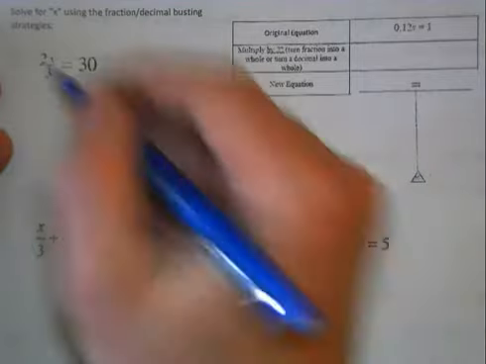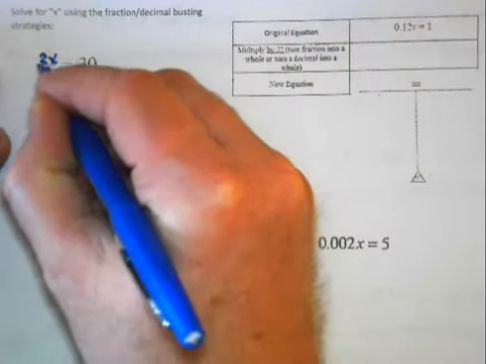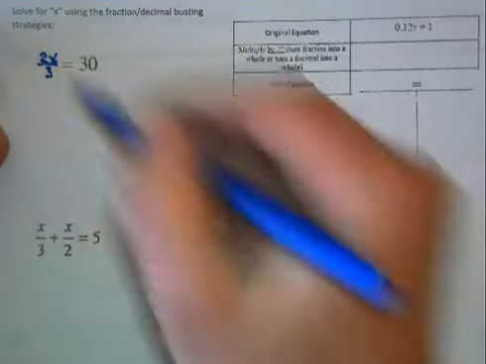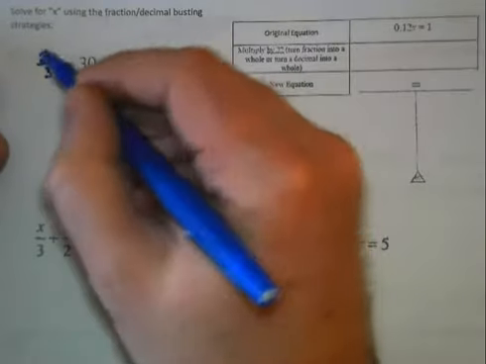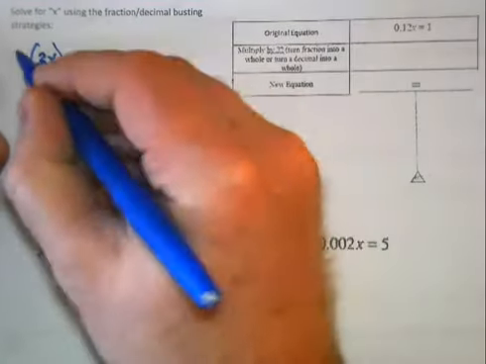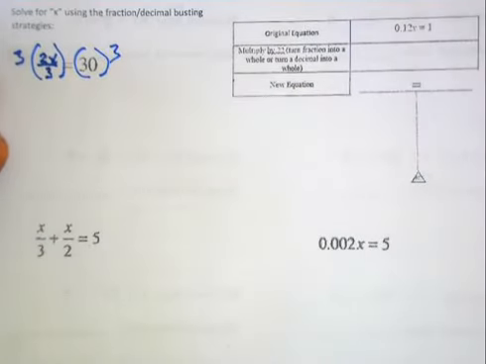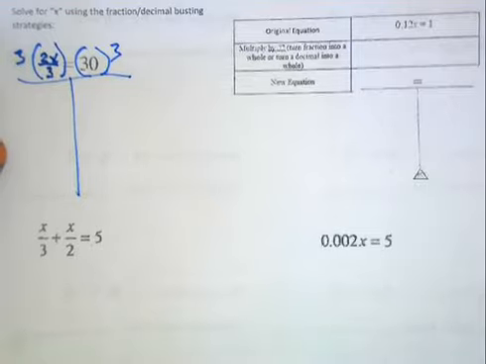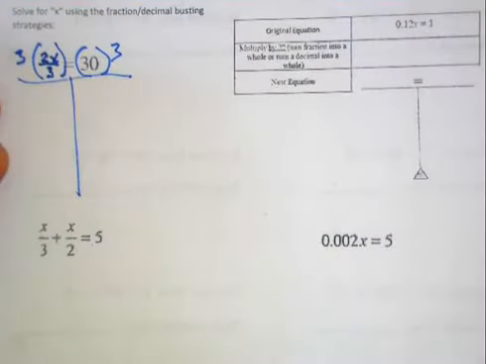It's called fraction busting because what we're going to do is get rid of our fraction. Okay, how do I get rid of my fraction here? I have 2/3 x equals 30, and in order to get rid of my fraction, what I want to do is multiply by the denominator. And whatever I do on one side, of course, I have to do on the other side, just like always. Make your teeter-totter. So this becomes 3 times 2x over 3 and 30 times 3.